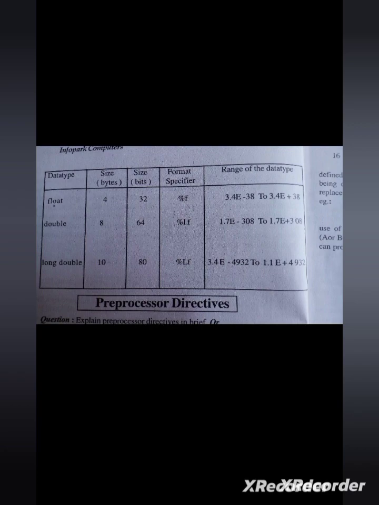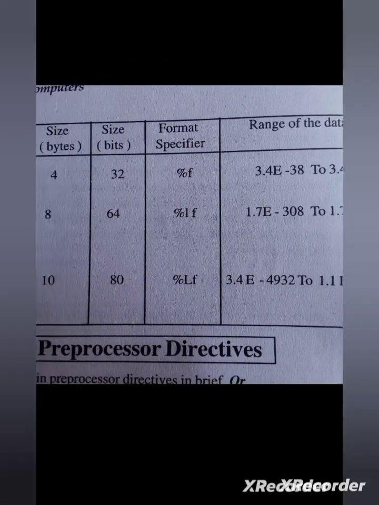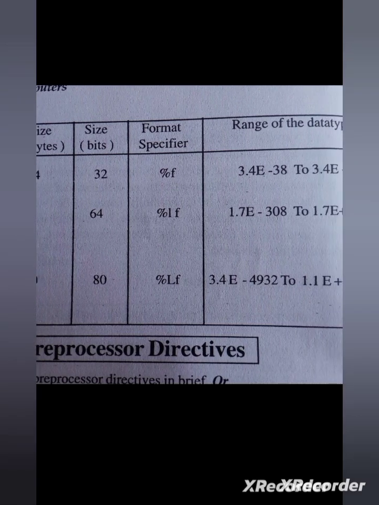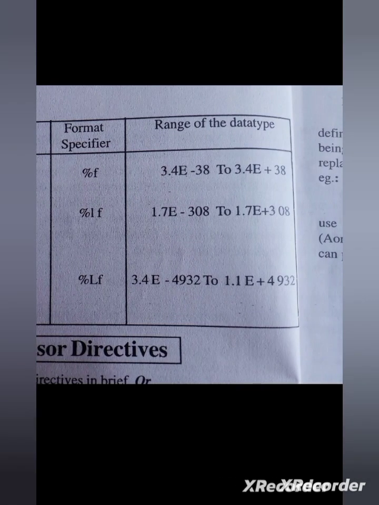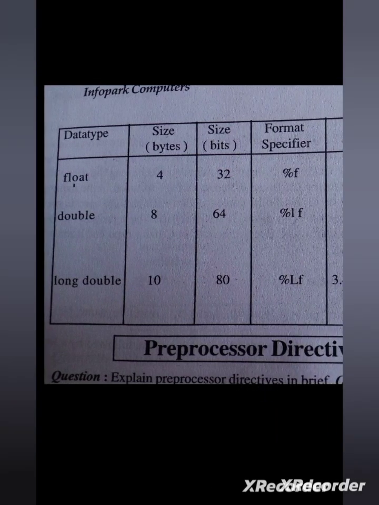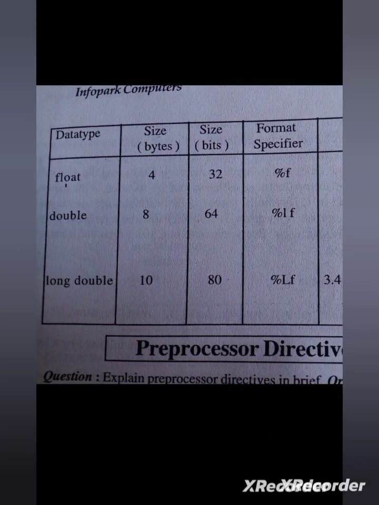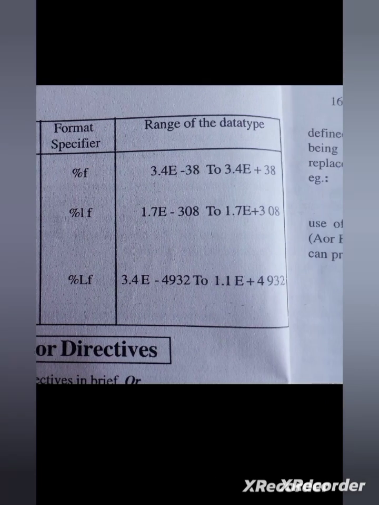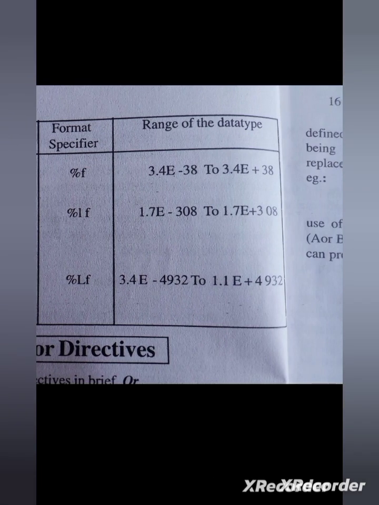The next one is float. The float variable needs 4 bytes of memory, which is 32 bits, and it is specified by %f, and the range is 3.4e raised to -38 to 3.4e raised to +38. And next is the double variable. Double variable needs 8 bytes of memory, which is 64 bits, and the format specifier is %lf, and the range is 1.7e raised to -308 to 1.7e raised to +308.